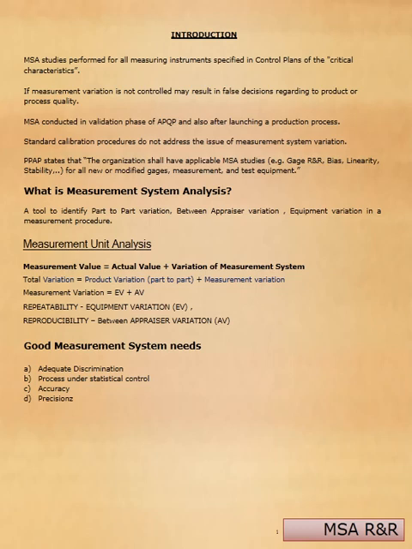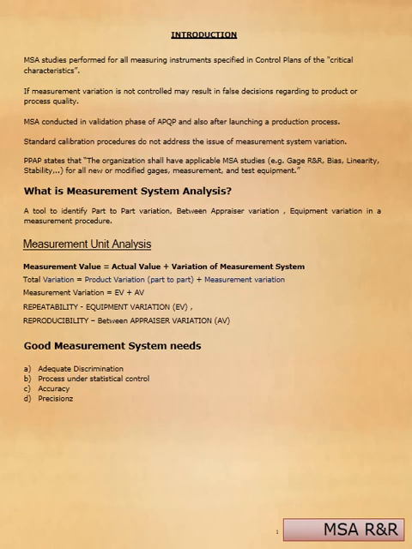MSA studies are performed for all measuring instruments specified in control plans for the critical characteristics. If measurement variation is not controlled, it may result in false decisions regarding product or process quality. MSA is conducted in the validation phase of APQP and also after launching a production process.